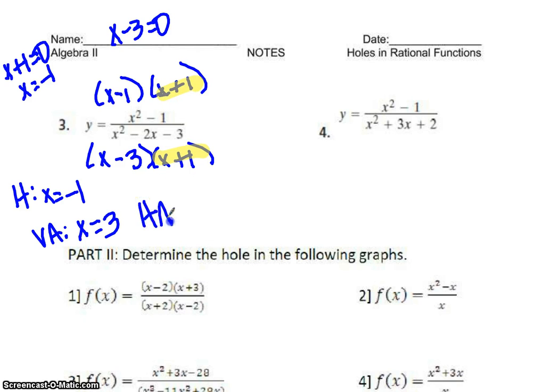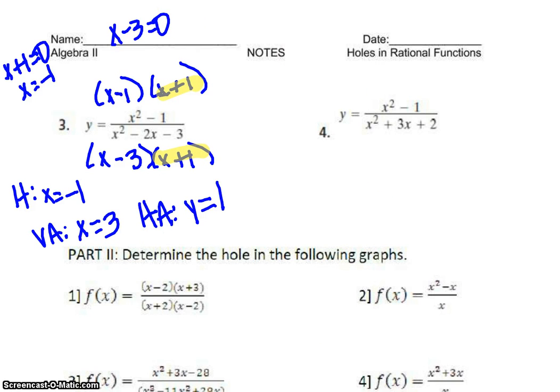Then you have to do your horizontal asymptote. Compare your degrees. They're the same. It's x squared in the top, x squared in the bottom. So it's at y equals 1 because we have leading coefficients of 1. And that's all for number 3.